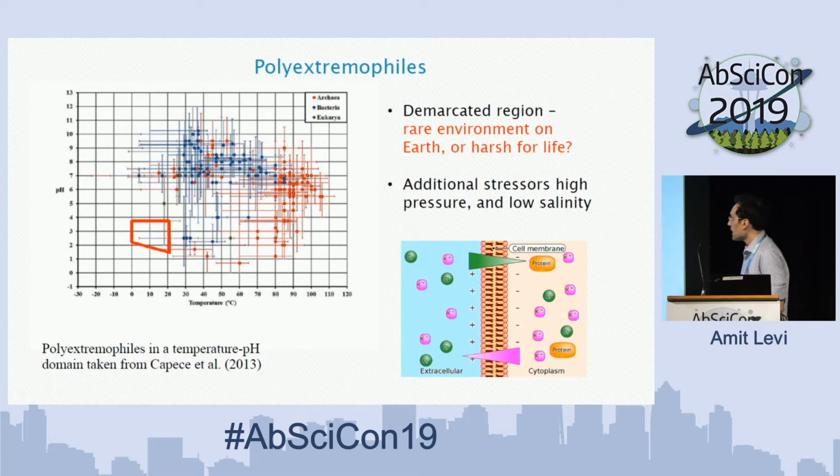And if we plot this pH and temperature on a polyextremophile plot that we've taken from Kapitz et al., we see that it's a pretty barren region. So it could be that it's a rare environment on Earth, and that's the reason why there isn't a lot of life here. Or it could be substantially a harsh environment for life.